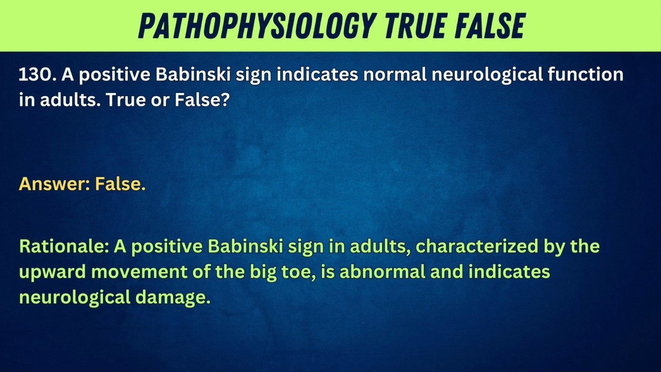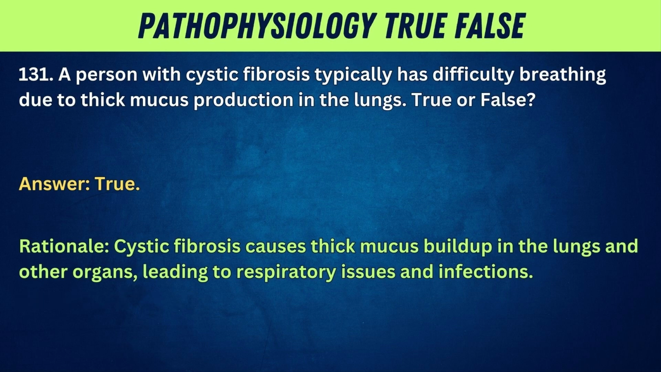130. A positive Babinski sign indicates normal neurological function in adults. True or false? Answer: false. Rationale: a positive Babinski sign in adults, characterized by the upward movement of the big toe, is abnormal and indicates neurological damage.